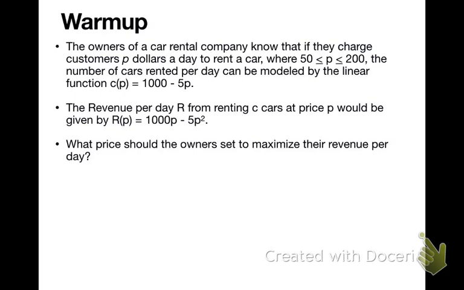C of P gives us the number of cars. We would take that number of cars and multiply by the number of dollars per car, P, in order to get the revenue. So we have this revenue equation, 1000P minus 5P squared. The question the owners might ask themselves is, what price should they set in order to maximize their revenue? After all, they want to make as much money as possible, so what price should they set?